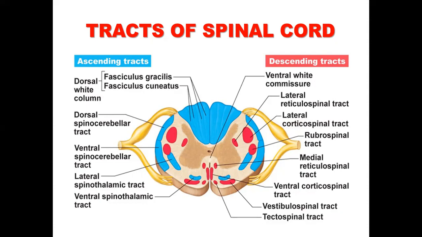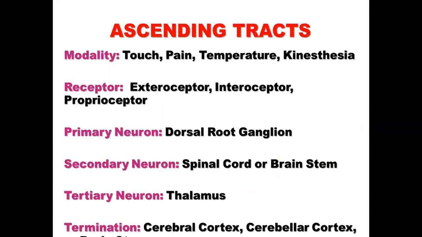And then they synapse with the anterior horn cells of the spinal cord. But some fibers do not cross in the medulla; these uncrossed fibers descend in the spinal cord as the ventral corticospinal tract. So these are the descending tracts.